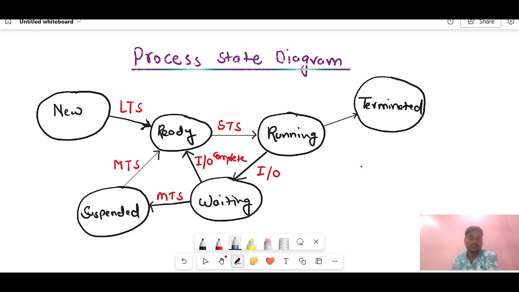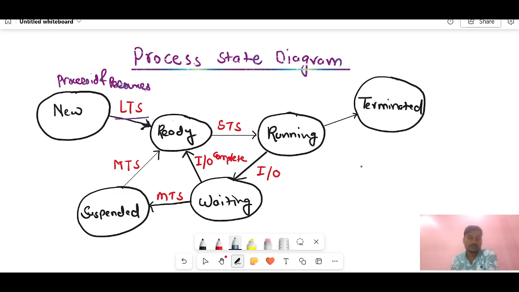Okay. So in the new state, the process is created and the process ID and the resources are allocated to the process. And among the newly created processes, the long-term scheduler will select a process and move it to memory, that is, to the ready queue, which is the ready stage.